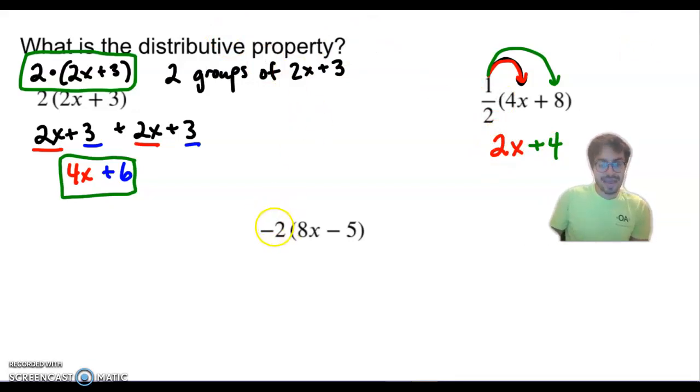Let's do this next one. I have -2 this time. Notice the negative. Negative 2 times 8x, and then -2 times -5. -2 times 8x, that's going to give me -16x. Again, if you need to use your calculator, go ahead. Then I have -2 times -5, a negative times a negative is going to give me a positive.